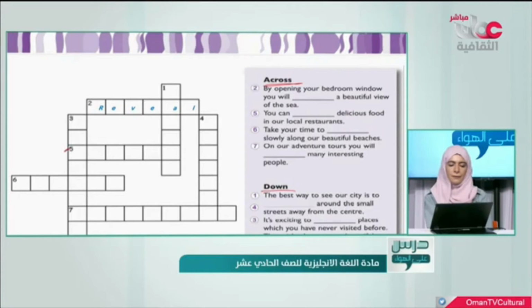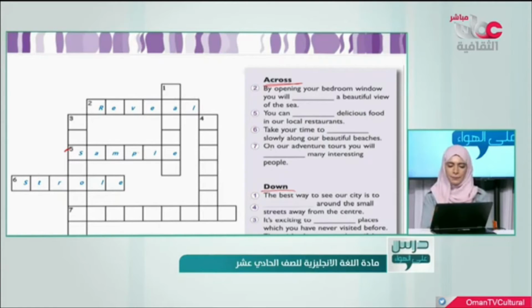Then number 5 is one of the crossword words. Here is number 5. How many boxes do we have? 1, 2, 3, 4, 5, 6. 6 letters. You can sample delicious food in our local restaurants. Something which maybe means to try something. So it is sample. And make sure that we are considering verbs here, not nouns. Okay, move to number 6. Take your time to stroll slowly along our beautiful beaches. Now check walking around in a relaxing way. It means or refers to the word stroll.